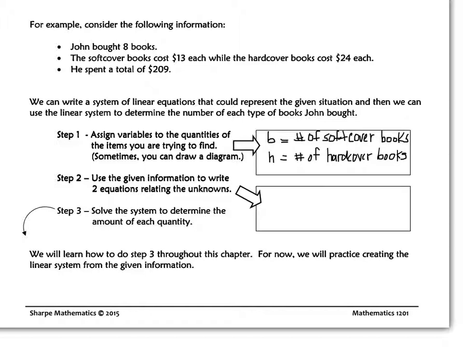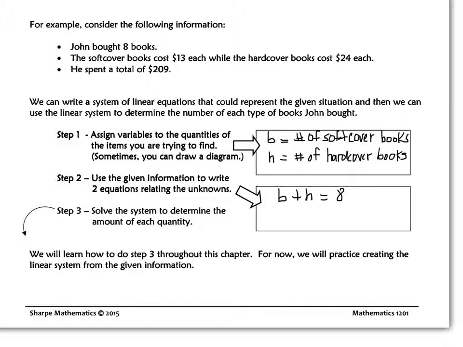So that would mean that one equation would be B, the number of softcover books, plus H, the number of hardcover books, should be 8. And the next thing we have is information about the cost of each and the total cost.